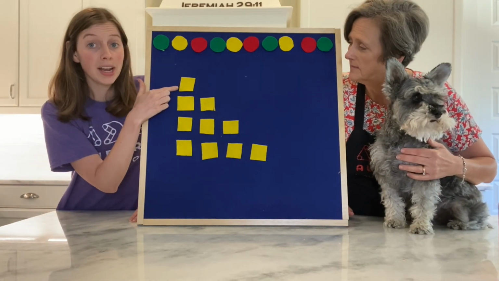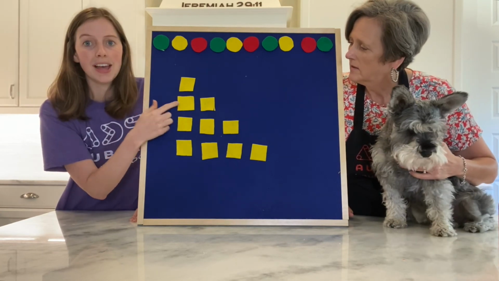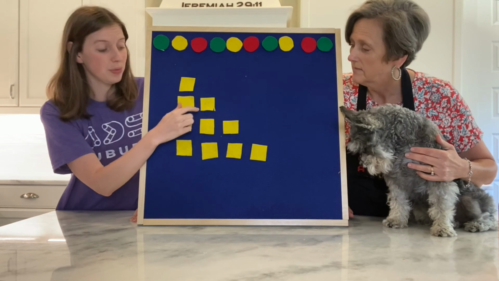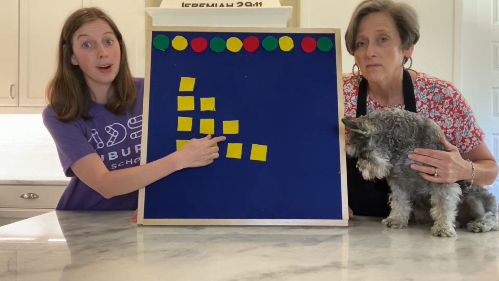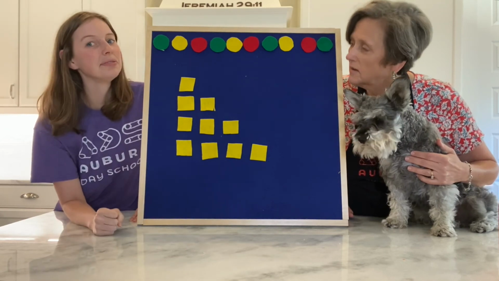So we started with 1, and our rule was to add 1 more each time. Right. 1, we repeated, add 1 more, now we have 2. Repeat that, add 1 more, and now we have 3. And then repeat that, add 1 more, and we have 4.